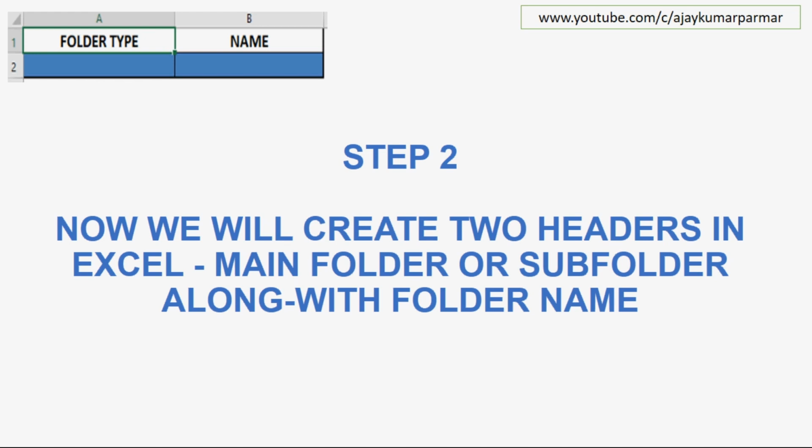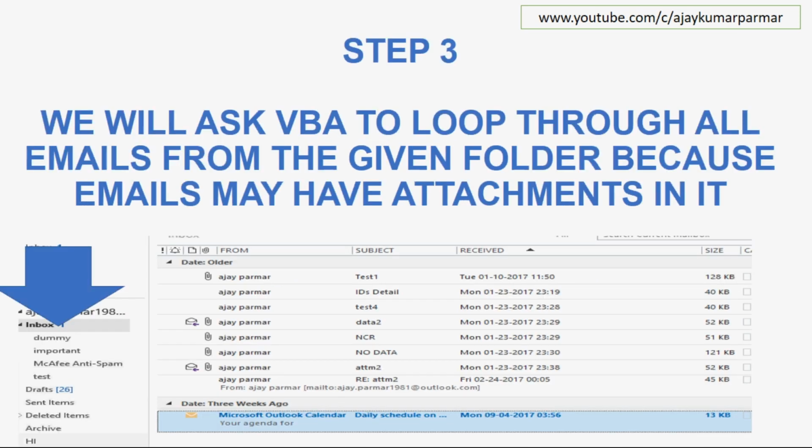Now we will create the two headers in Excel, main folder or subfolder, along with the folder names, right? And then in step number 3, we will ask VBA to look through all the emails from that given folder which you have mentioned in your Excel, guys, right? Because suppose in Excel I wrote that this is the main folder and the folder name is inbox. Now as you can see here, in your inbox you can have so many emails. For example, these are all the emails, right? Now in all these emails I have to loop through, I have to check which email has the attachment, which email doesn't have the attachment.